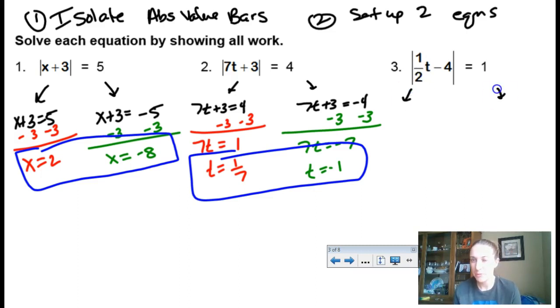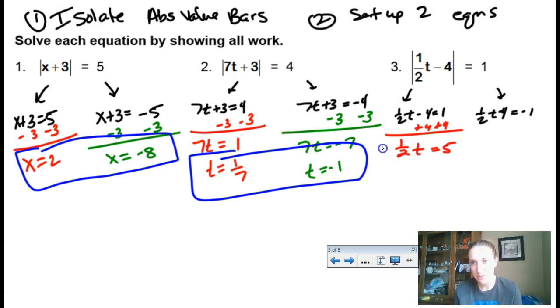Speaking of which, number 3, let's set up 1/2 t minus 4 could equal 1, or 1/2 t minus 4 could equal -1. So we're going to solve the first. Add 4. Remember, a quick way to get rid of the 1/2 coefficient is just to simply multiply by the reciprocal of 1/2, which is a 2. Multiplying by 2 on both sides, you get t equals 10.